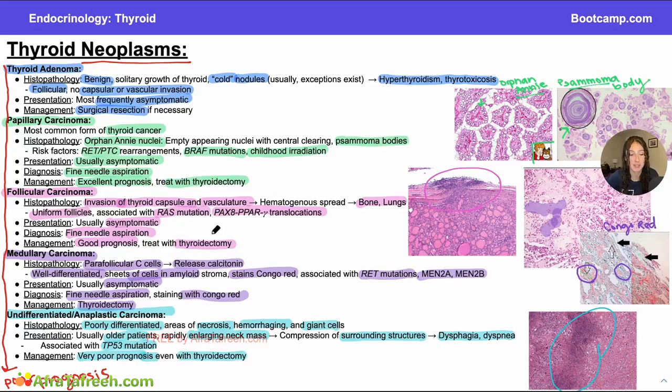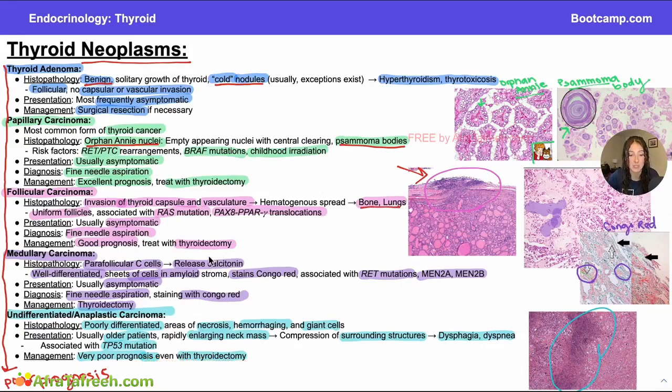Let's quickly recap what we talked about in this video. First, we talked about thyroid adenoma, which is going to be our benign type of thyroid neoplasm that presents with cold nodules. Then we talked about papillary carcinoma, which has the best prognosis of all of the cancers that we talked about. It's characterized by orphan Annie nuclei or psammoma bodies on fine needle aspiration. Next, we talked about follicular carcinoma, and the important thing to remember here is that we are breaking through that capsule. It's the only one that breaks through the thyroid capsule and then routes hematogenously to the bone and the lungs.